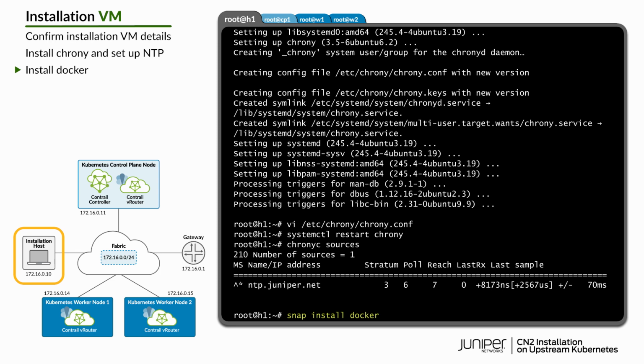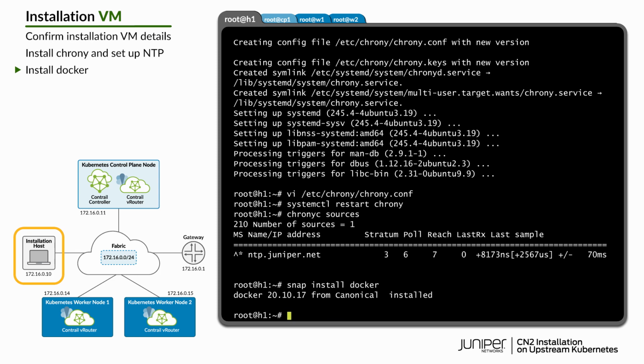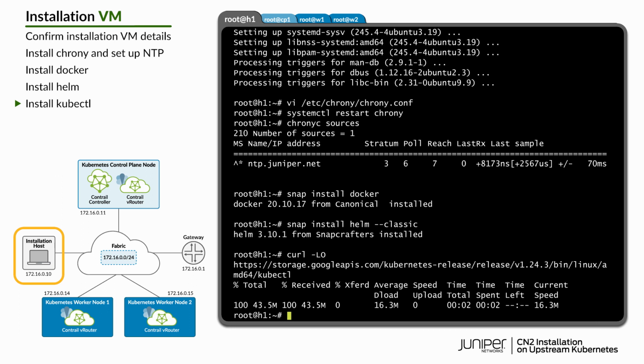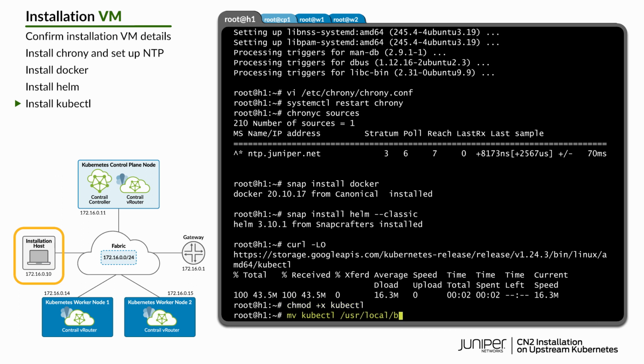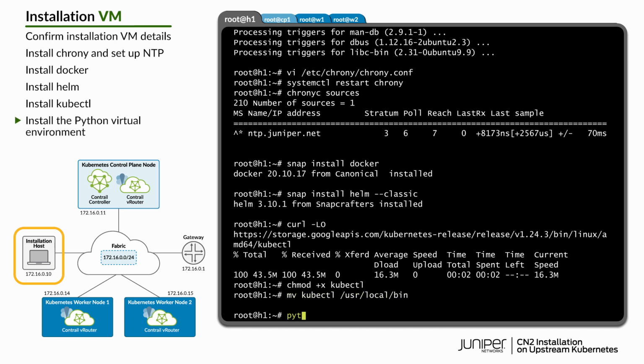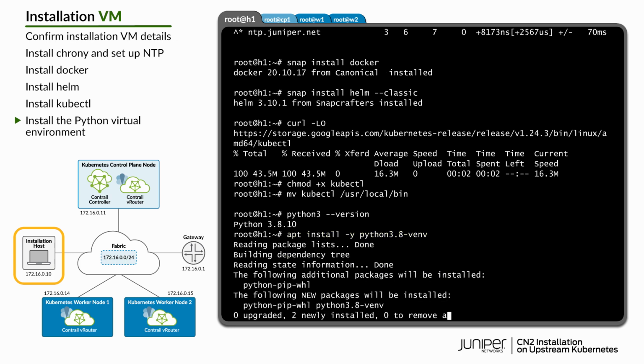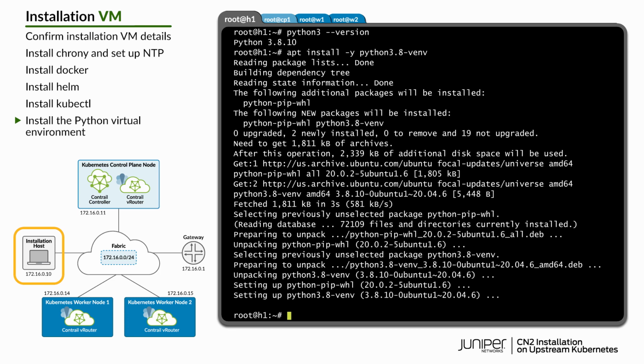Next, we'll install Docker. Docker provides a convenient way for us to copy our repository credentials later. Now we'll install Helm. Helm is needed when we install Contrail Analytics later. Now we'll install kubectl, the command line tool for Kubernetes. Finally, let's install the Python virtual environment where we'll run Python-dependent commands later. Okay, we finished preparing the installation VM.